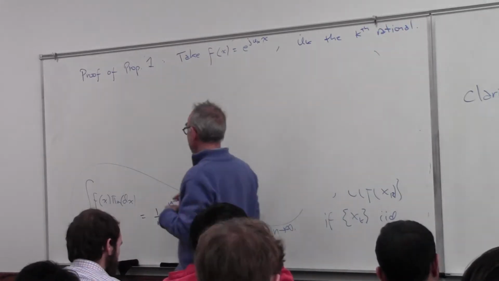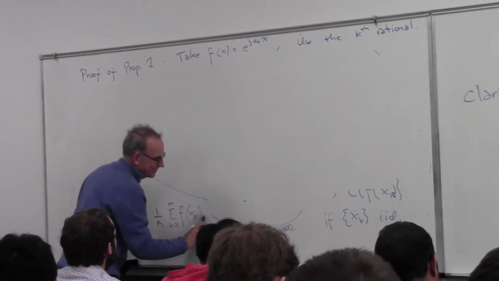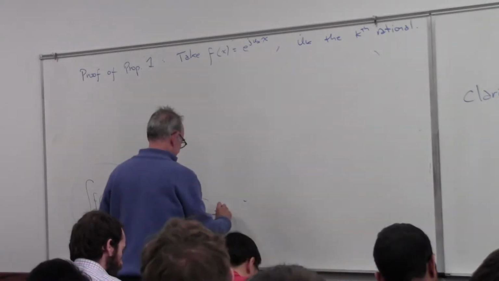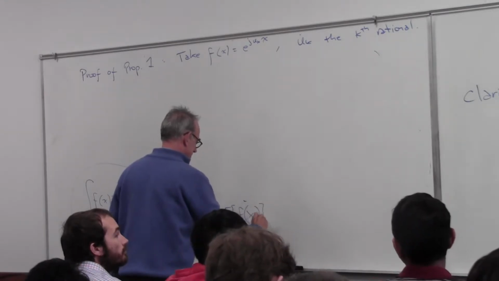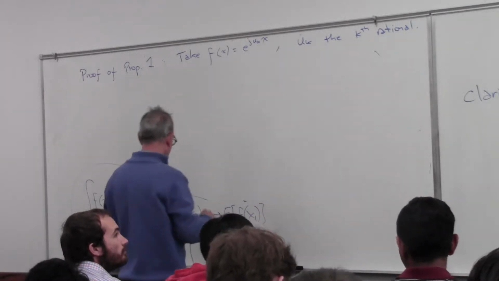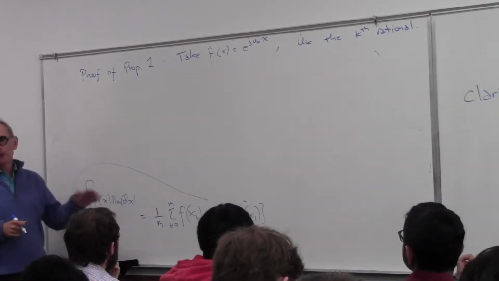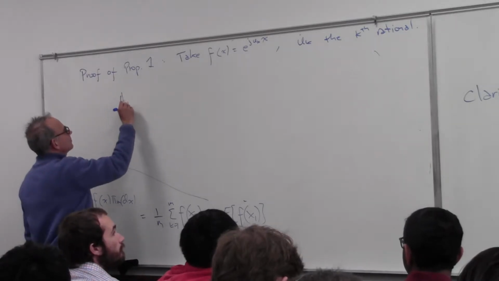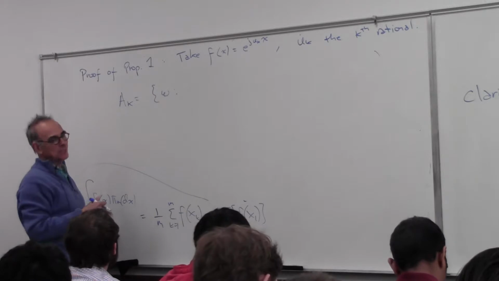Okay, so I'm going to take f of x where the law of large numbers applies. I know this converges to the mean almost surely whenever the mean exists. If I let A_K equal the set of omega such that, let's just do it.